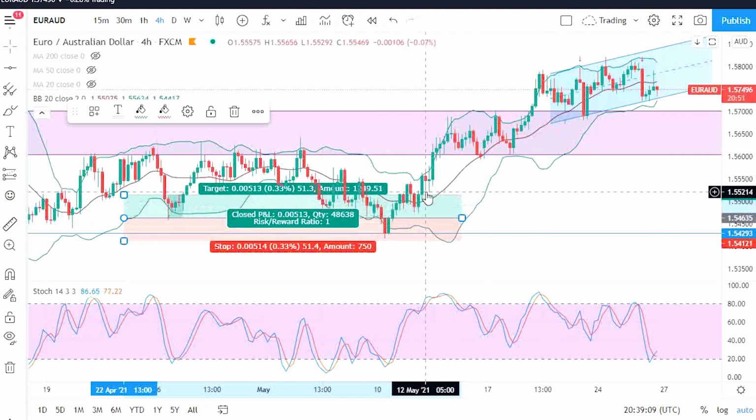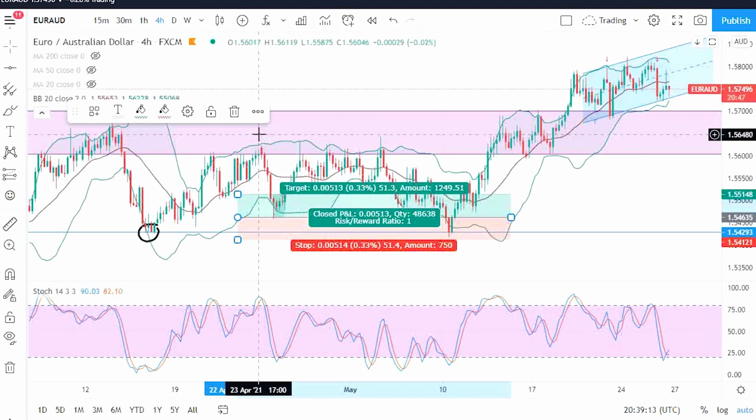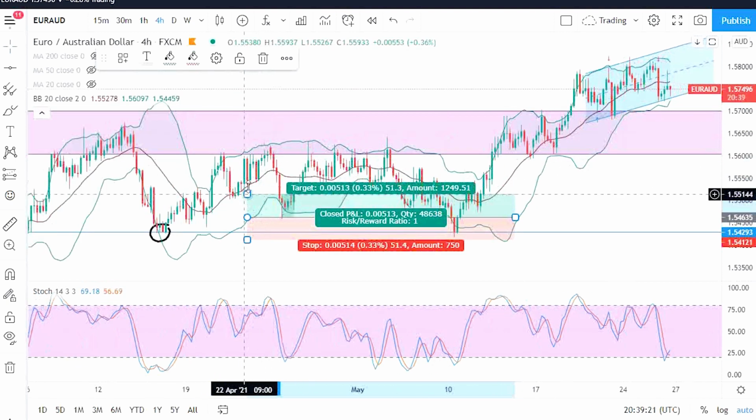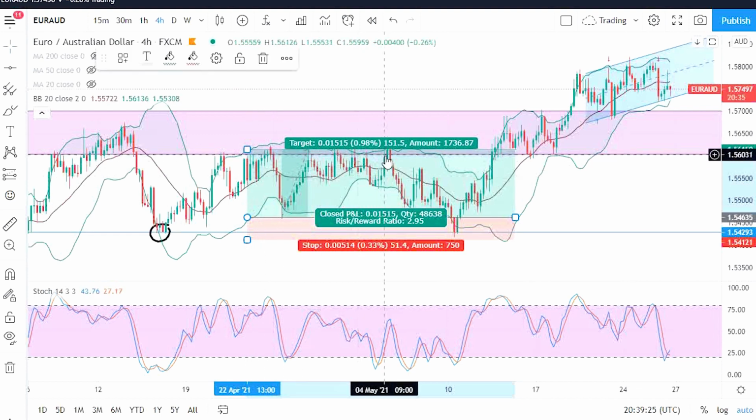For TP2, what I do is I just use the chart. I do not do a 3-to-1. I do not do a 2-to-1. I just use the chart and where I think it'll go. So on this one, I probably would have set it up here in this area. That gives us a 2.95-to-1, and we would have gotten it.